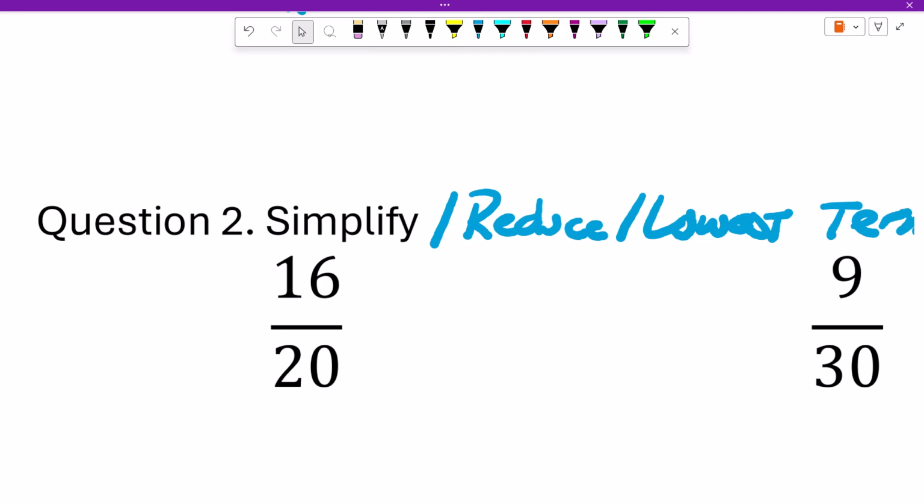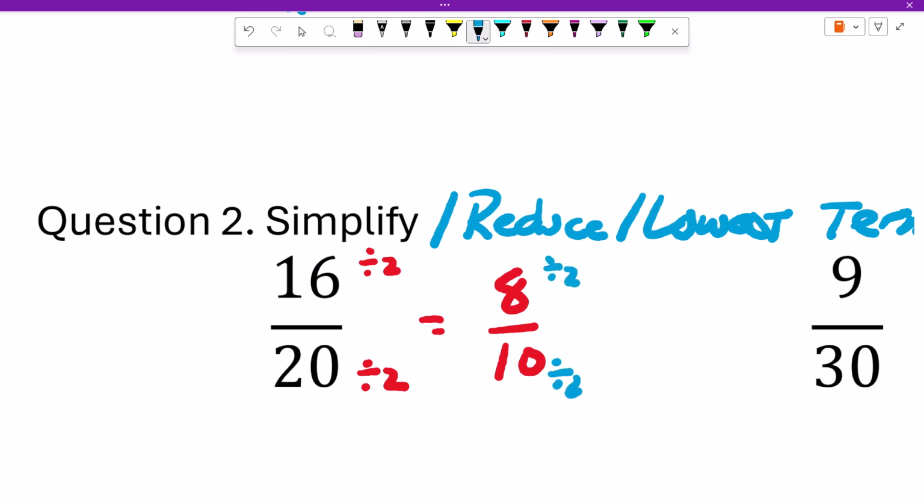4. I heard 4 and I heard 2. 4 is the biggest number we can divide, but sometimes I'm going to start off with 2 because I heard that first. We don't always see the biggest number we can divide. So we divided by 2, we got 8 and 10. Then you divide by 2 again. Sometimes you have to divide more than once. Divide by 2, 4, and 5. All right?